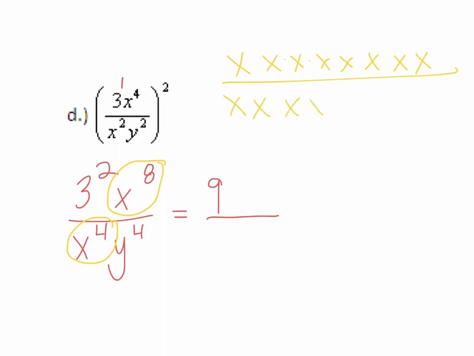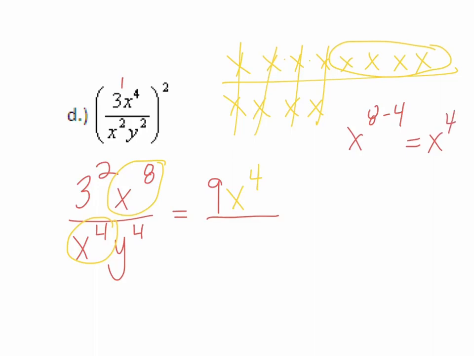1, 2, 3, 4. Well, this guy takes out this guy, this guy takes out this guy, this guy takes out this guy, this guy takes out this guy. You have x to the 4th left on top. X to the 4th is left on top there. The shortcut we had, if you're wondering, is just to subtract those exponents. So we could have just done x to the 8 minus 4 and gotten x to the 4th. So when you have like bases, you're just allowed to subtract your exponents. And that's how we get that x to the 4th right there. Y to the 4th didn't have any friends, so it just stays the same.